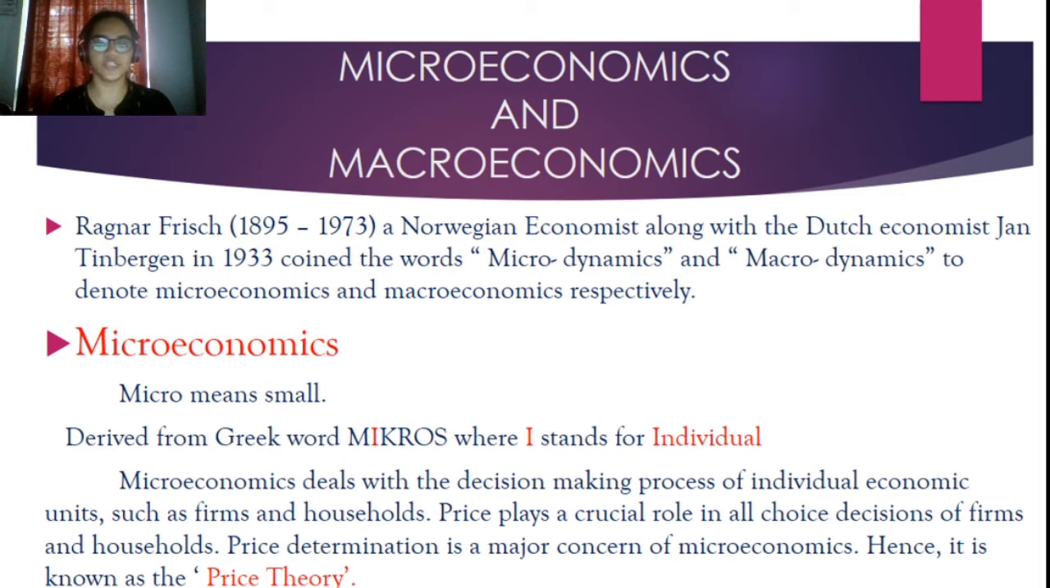Today we are going to discuss the difference between microeconomics and macroeconomics. The classification of economics as micro and macro was given by the Norwegian economist Ragnar Frisch along with the Dutch economist Jan Tinbergen in 1933.